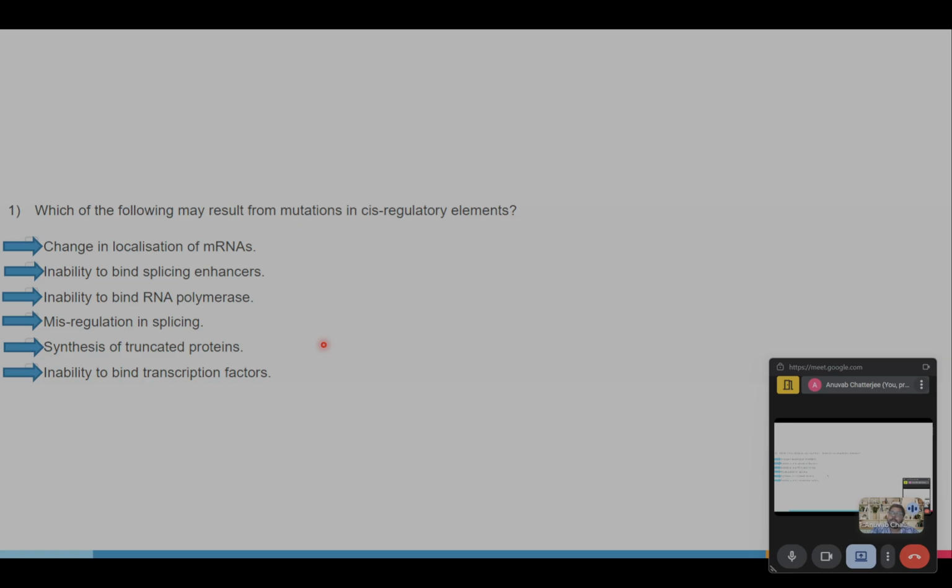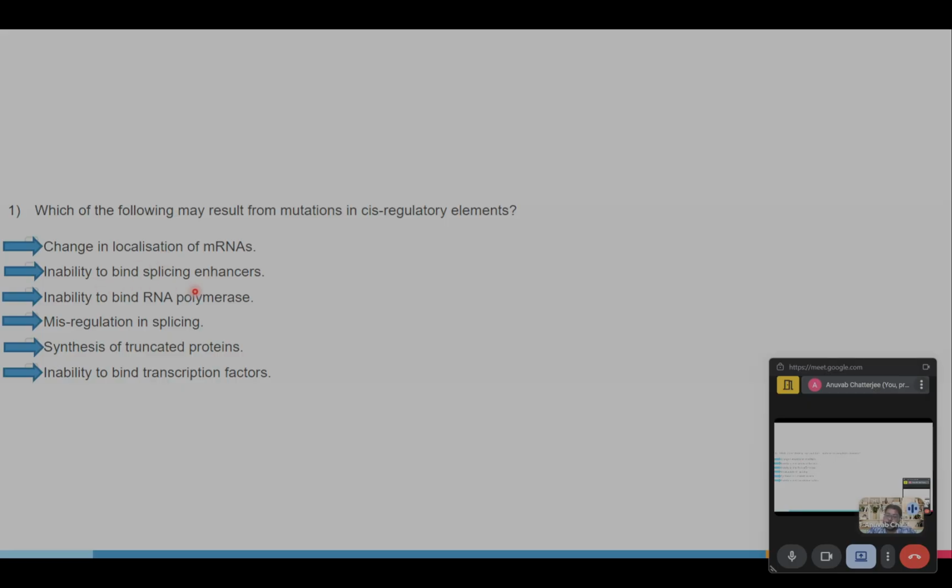So as you imagine, cis regulatory elements are essentially the entire DNA sequence. So any kind of mutations can cause a lot of changes. So changes in localization of mRNA. So localization of mRNAs is something that we will look at in a different slide. It is when mRNAs are transported to different parts of the cells where they are kept ready to be translated, and these mRNAs contain a localization signal on them, and if these cis regulatory elements are mutated, then the mRNAs cannot go where they are needed, and that will cause a lot of problems.